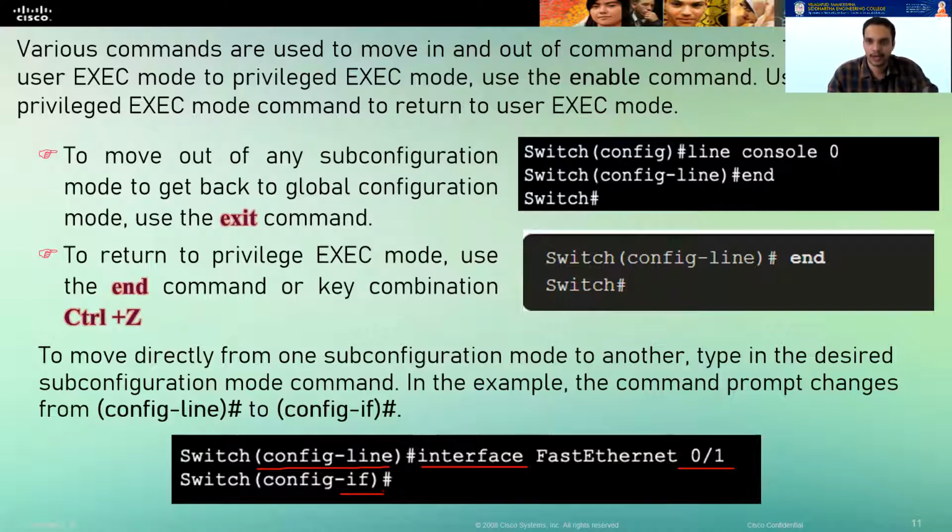Please remember the two terms, exit and end. Exit is used to move between these modes, whereas end is used to move from any mode directly to the privileged mode. If you check out this particular example, when I press end here, you automatically came back to the privileged executive mode. Okay, so let's go to the next part.